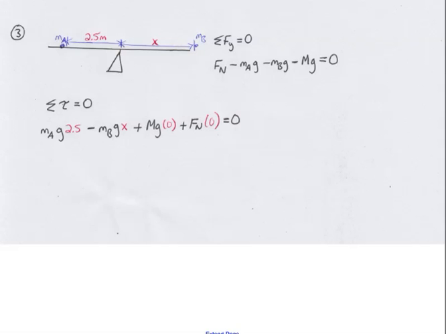Let's look at one more problem. So in our third problem, we're going to have a seesaw. We've got a seesaw, and we've got two children or two adults. You know, adults like to have fun with seesaws too sometimes. And they are positioned at different distances.